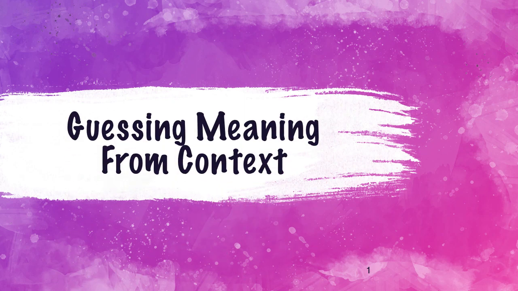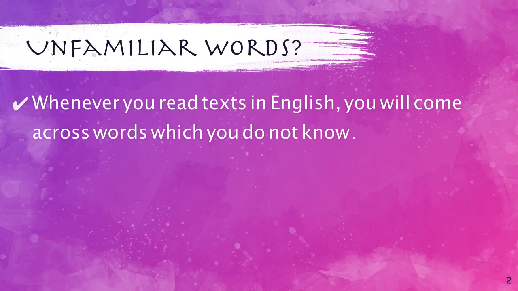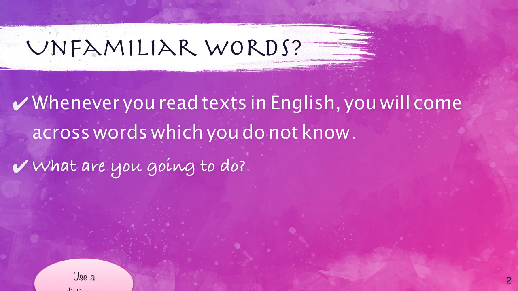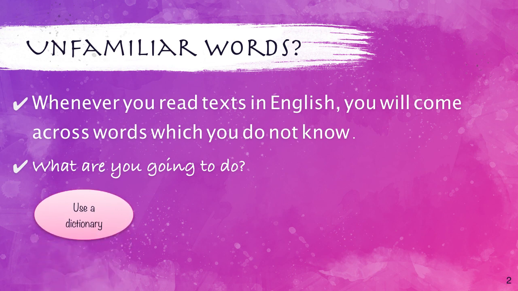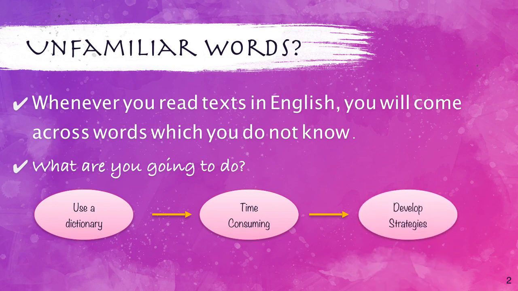In this video, I'm going to teach you how to use certain context clues to guess the meaning of a word. Whenever you read texts in English, you will come across words which you do not know. Even native speakers will not know all the words when they're reading. In this case, you probably will look up the unfamiliar words in a dictionary. But if you do this for each word, it will take you a great deal of time. Therefore, you need to develop strategies for dealing with the unknown words.